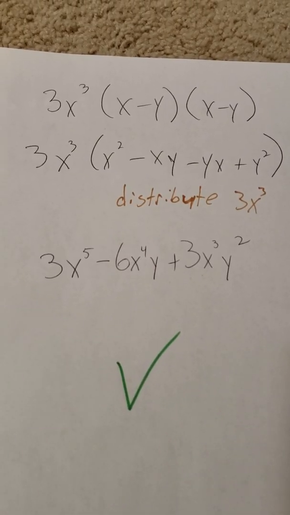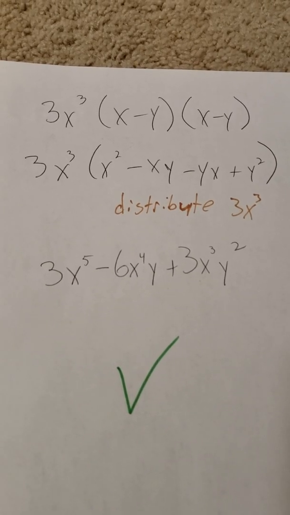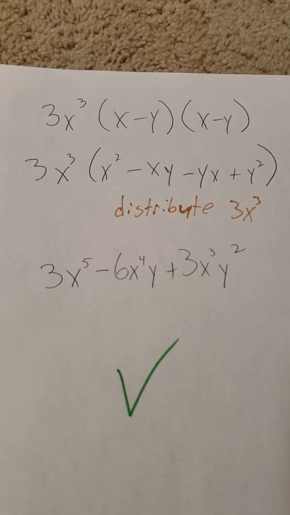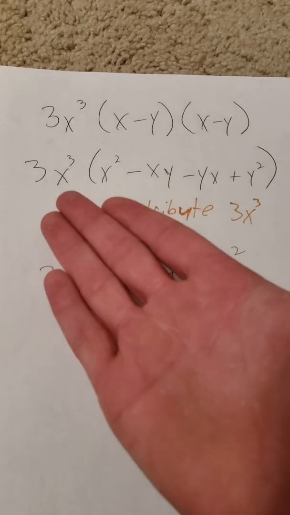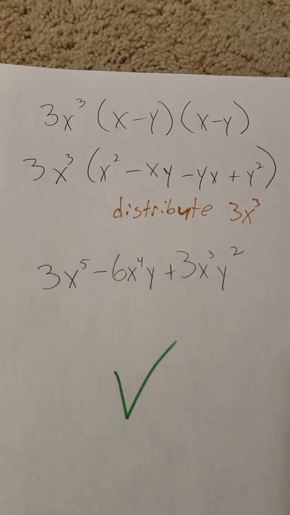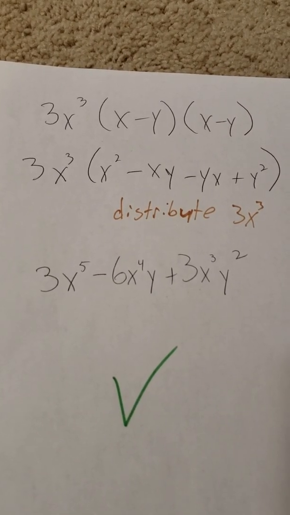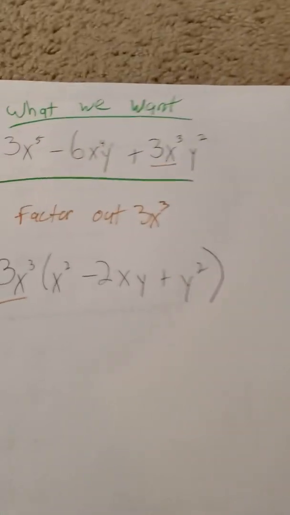So this one is similar to our last one. It is also already set up for FOIL. So once you use the FOIL, you're going to get this. Then we must distribute the 3x to the third, which is then going to give us this, which is equivalent to our initial equation.